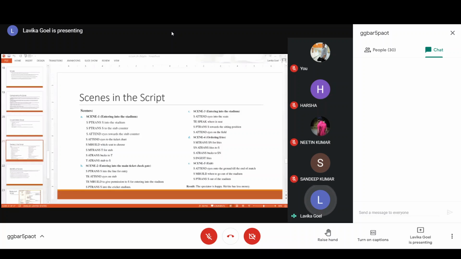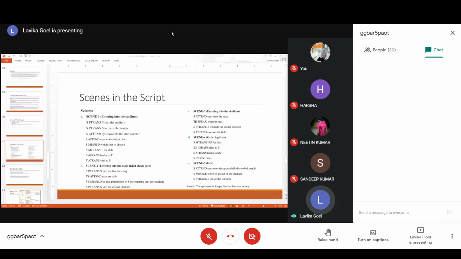And then S MBUILD which seat to choose. So MBUILD is basically a primitive action for deciding something. If you remember the primitive actions, you will see what primitive action is associated here. MBUILD is building new information out of old. Example, deciding. So for decide, we use MBUILD. So that we have used M.